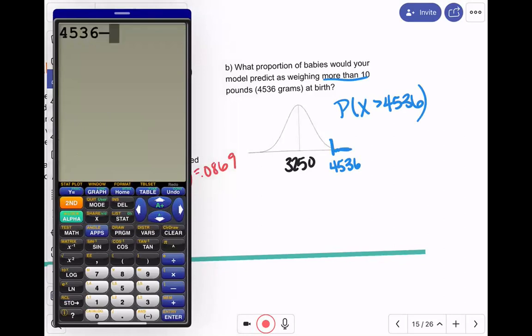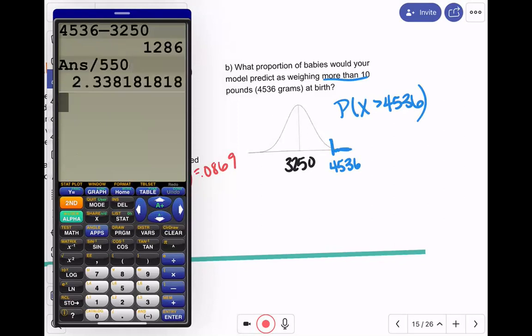4,536 minus 3,250. Divide that by 550. The z-score for this is 2.3. Your actual z-score would be about 2.34. Okay, Professor, we'll stop right there. So I see that this is 2.34.